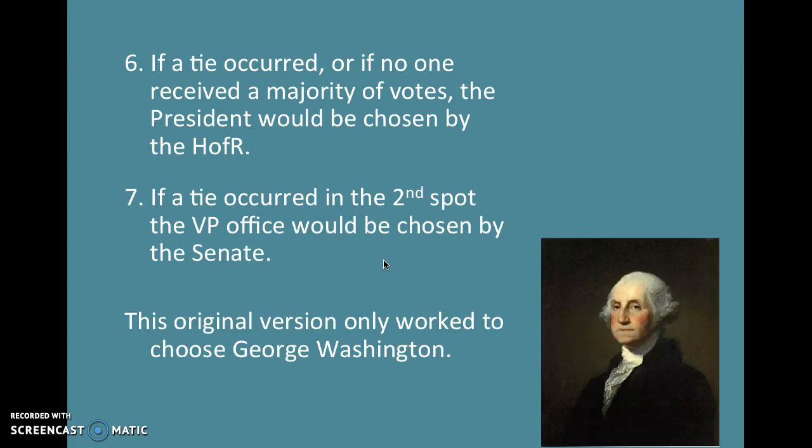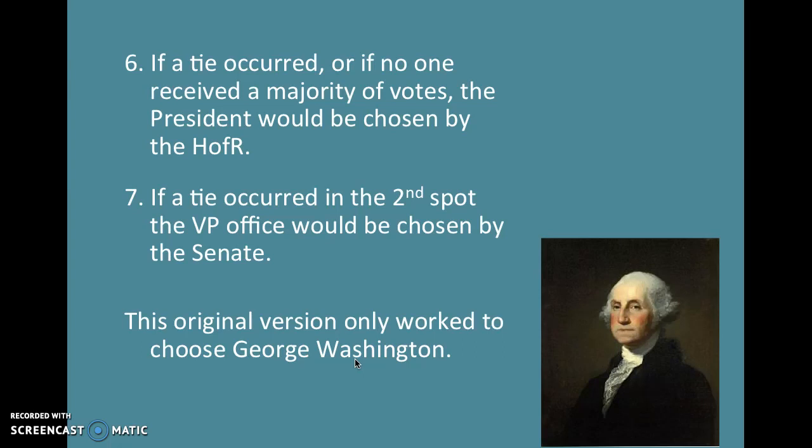Similarly, number 7, if a tie occurs for the second spot for the vice presidential office, the vice president will then be chosen by the Senate. Again, it's out of the hands of U.S. citizens. The Senate, our 100 senators, would choose. Now, this original version only worked for George Washington. After that, it became pretty obvious that certain things would need to change.